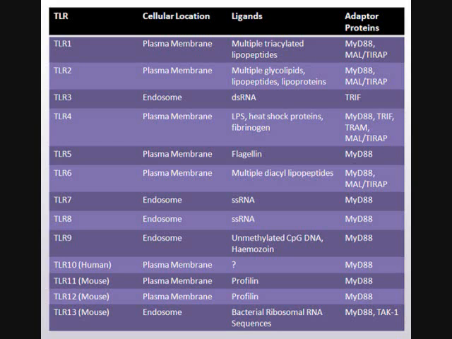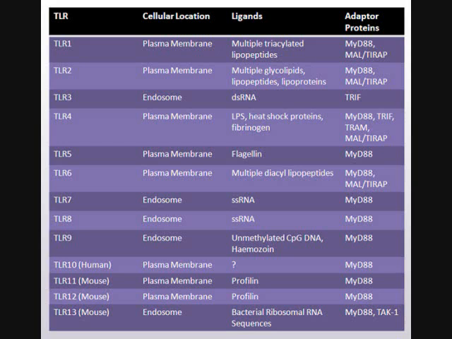TIR domain containing adapter protein inducing IFN beta, and TRIF related adapter molecule. Individual toll-like receptors will induce different signaling responses by usage of the different adapter molecules. For example, TLR4 and 2 signaling requires the adapter TIRAP, or MAL. This is involved in the MyD88 dependent pathway.